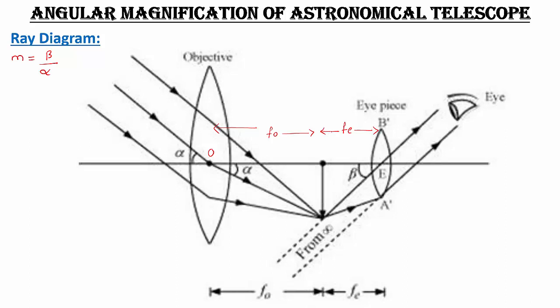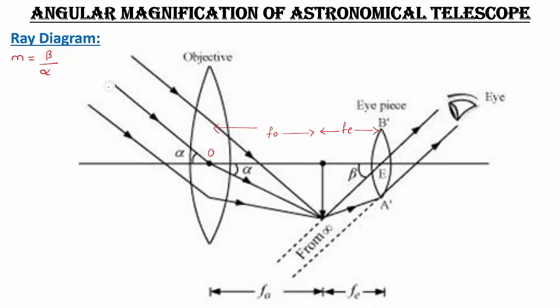So there are two converging lenses. Now we know that an astronomical telescope is used to observe heavenly bodies. Let us consider a parallel beam of light. These incident rays are emitted from a heavenly body, for example a star, a planet or the moon. From that heavenly body we are getting a parallel beam of light.